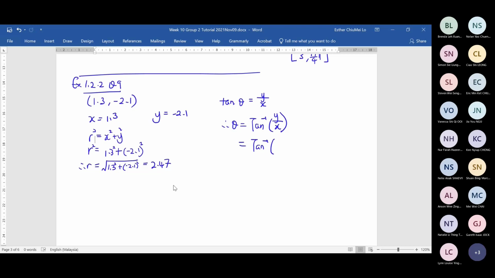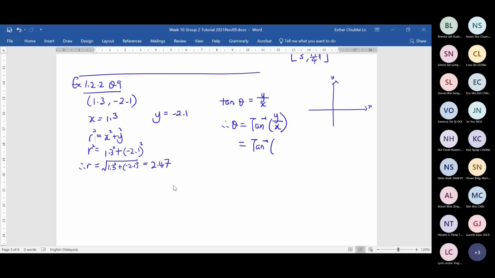Because we want the principal value of the theta. You know what is principal value, right, class? Or if you don't, don't worry. Of course, you have to refer back to the chapter for trigonometry and refer back for the principal value.